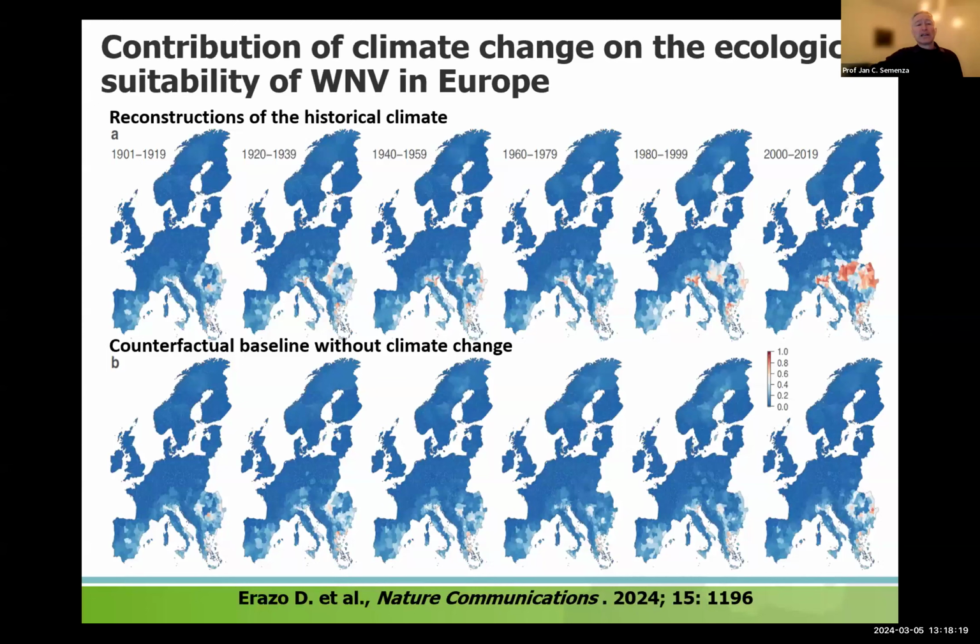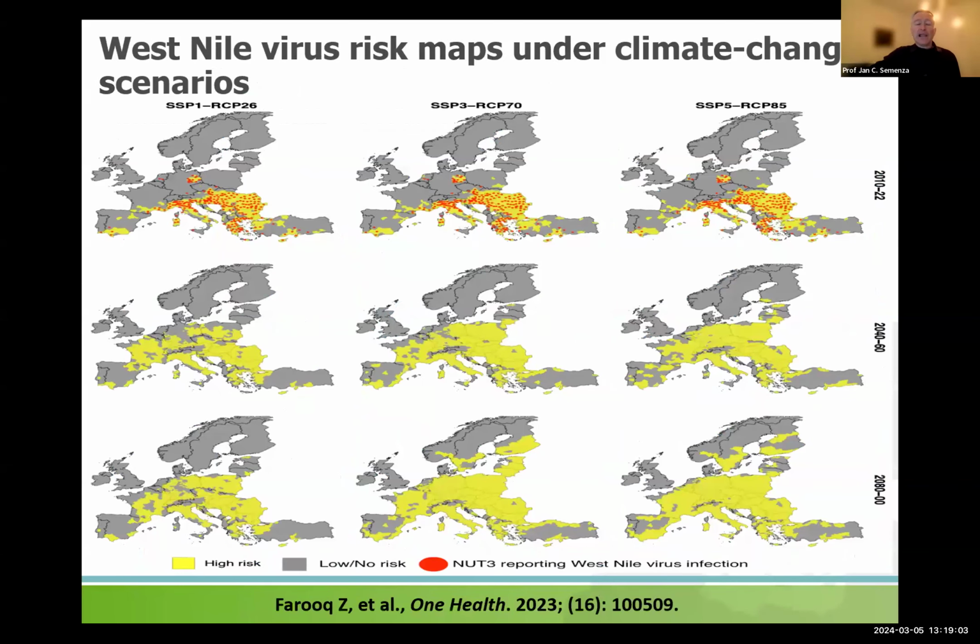A paper that just came out last month looked at the historic climate all the way to 1900 and compared that to a climate without climate change. So this is a counterfactual baseline comparison where we compare the actual climate compared to a climate without climate change. And you can see that the ecologic suitability for West Nile virus infections has increased in our current climate if you compare that to a climate without climate change. So we can see that climate change contributes to this increased transmission of West Nile virus based on this paper that was just published last month.